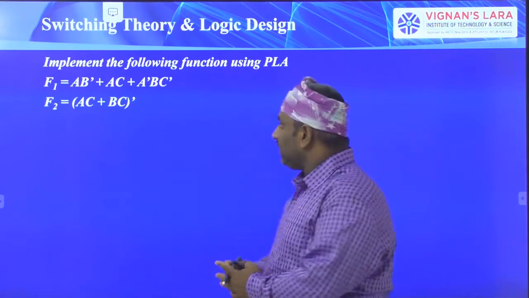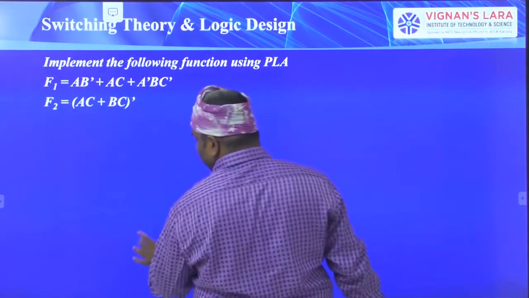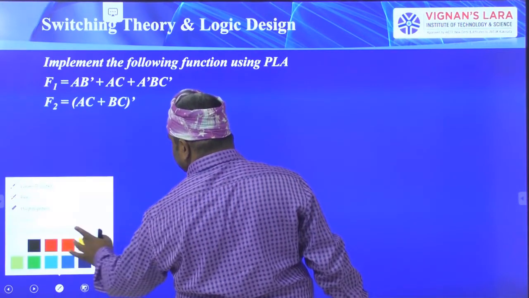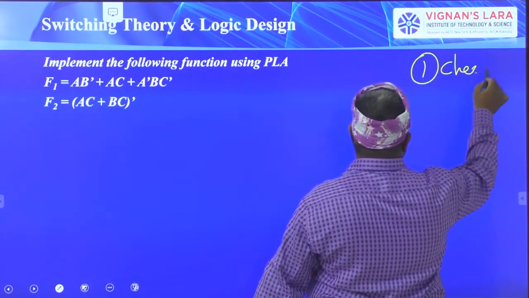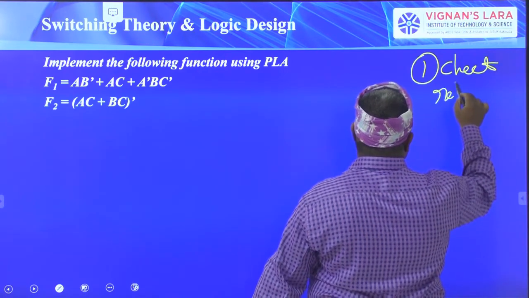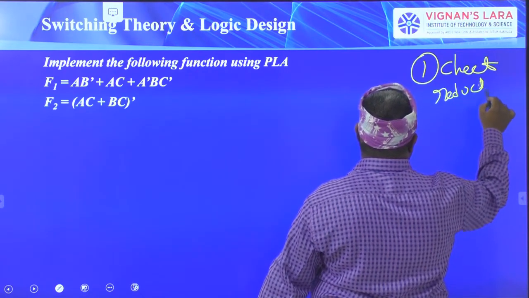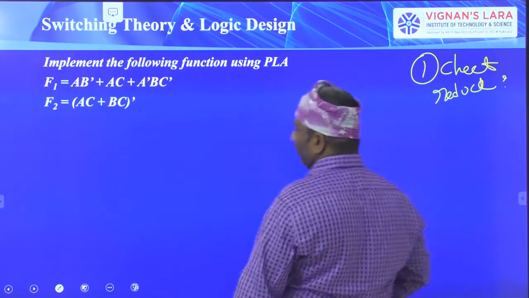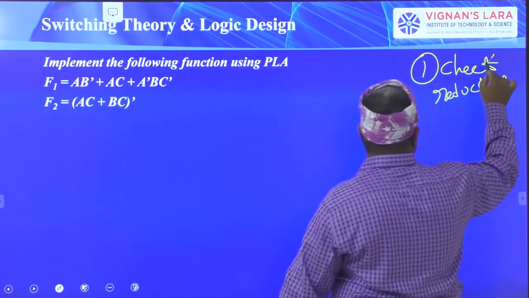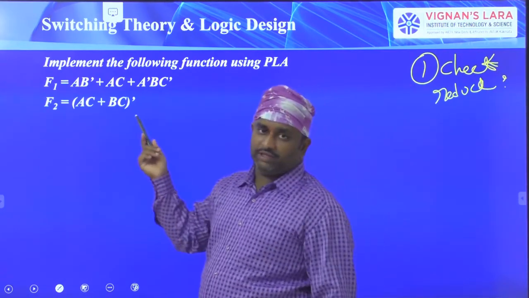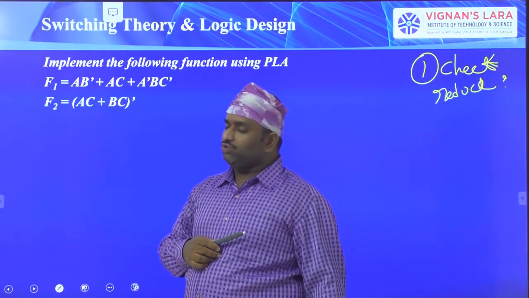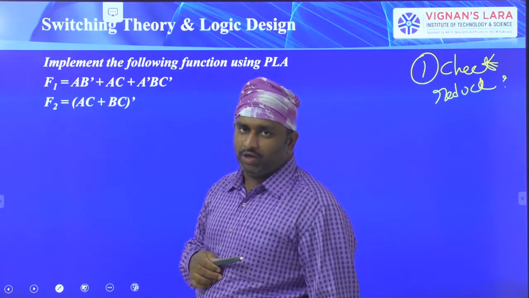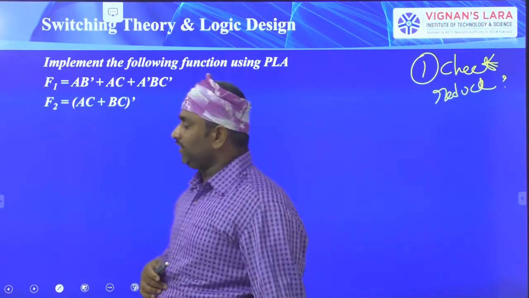First, what is the condition here? Check whether there is any possibility to minimize the expression. So the first condition: check whether reducing is possible or not. For the given functions, is there any possibility to reduce them? There is no possibility. Here we don't have any possibility to reduce the expressions.